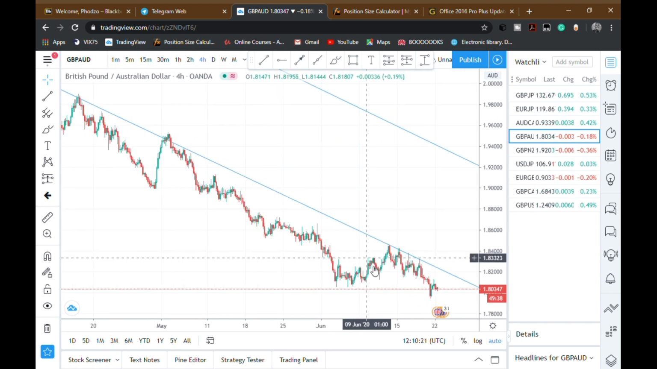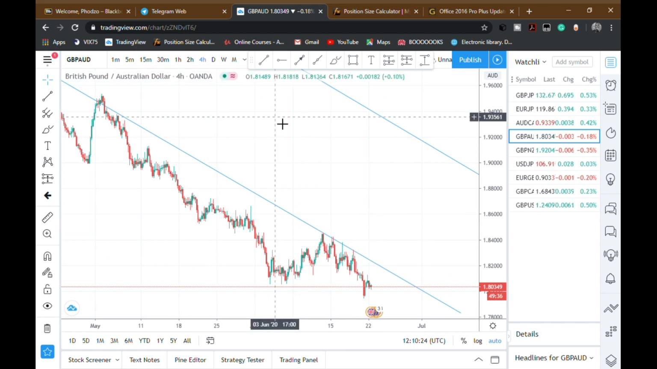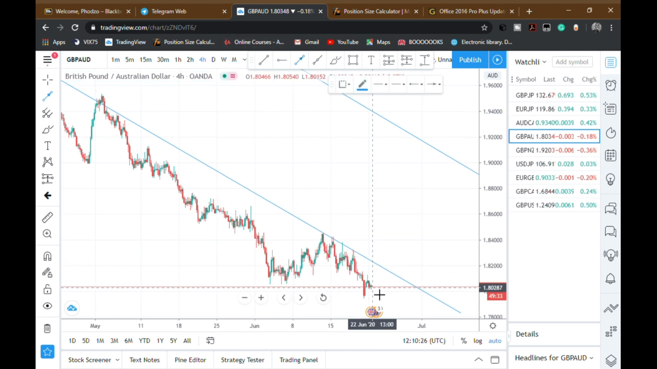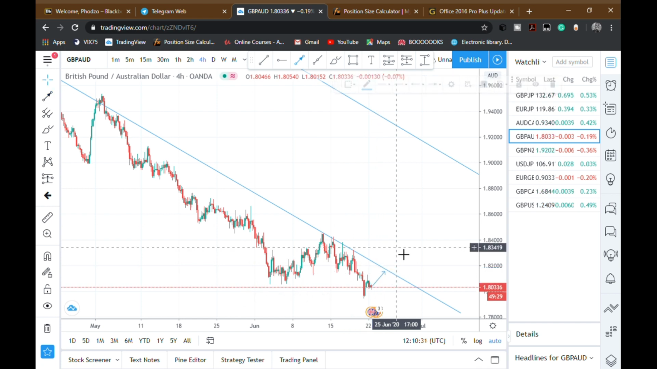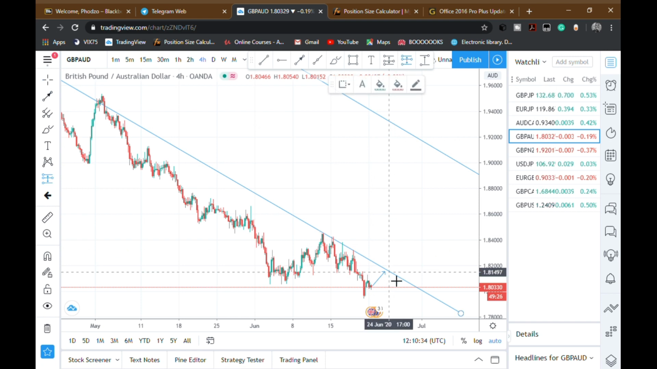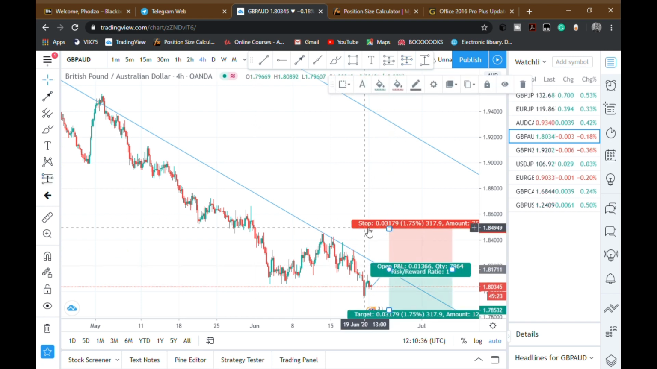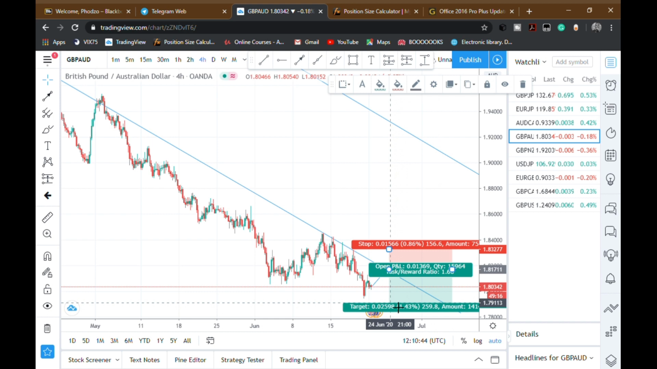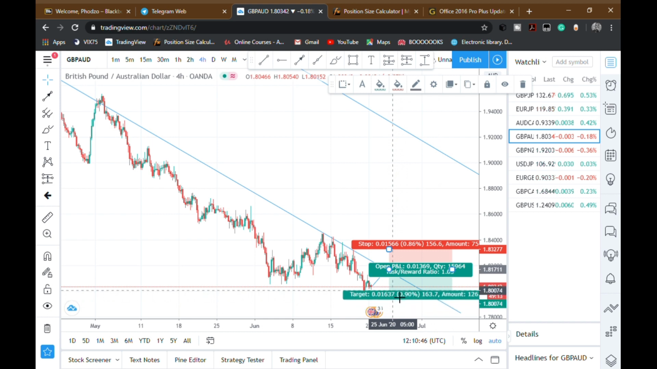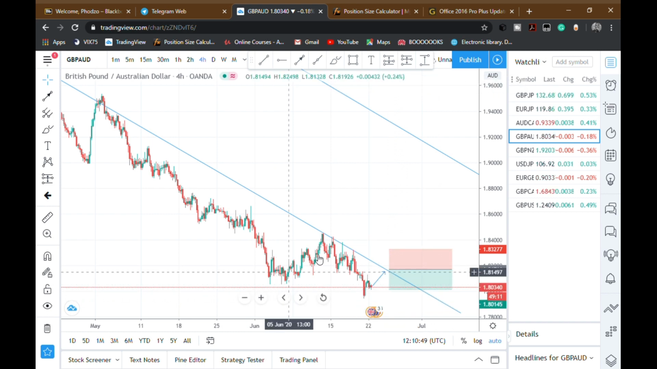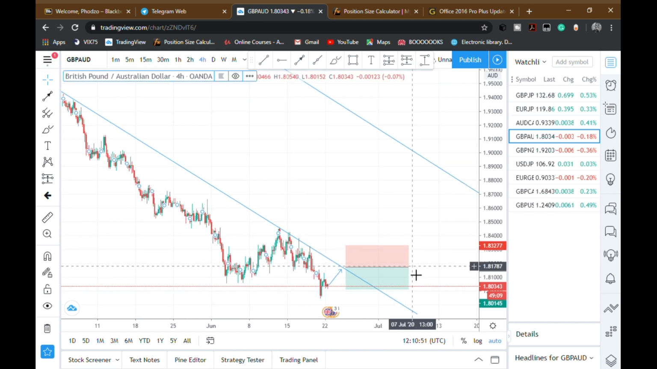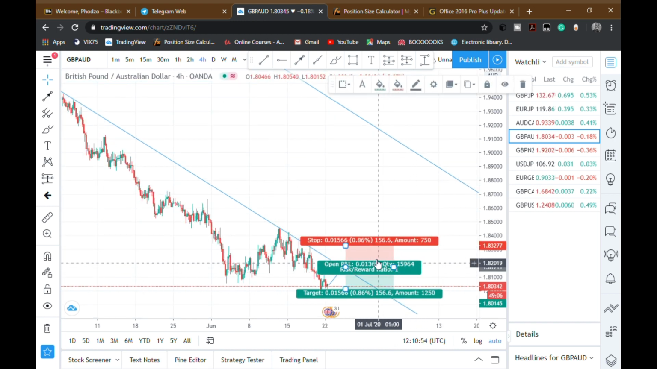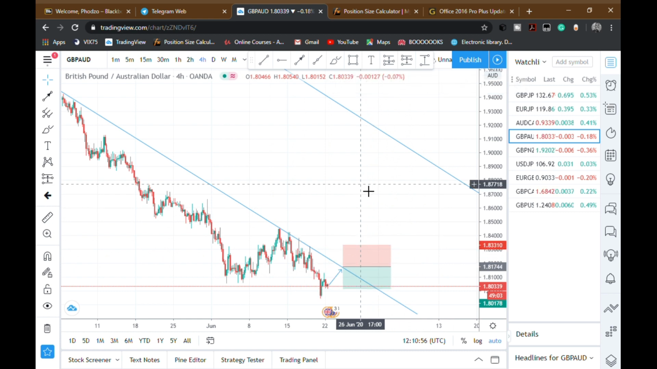I'm just gonna wait on a pullback right here. Pullback, then take sells. Stop loss above the previous high, and then take profit somewhere here on the previous low. Yeah. So that's it for GBP AUD.